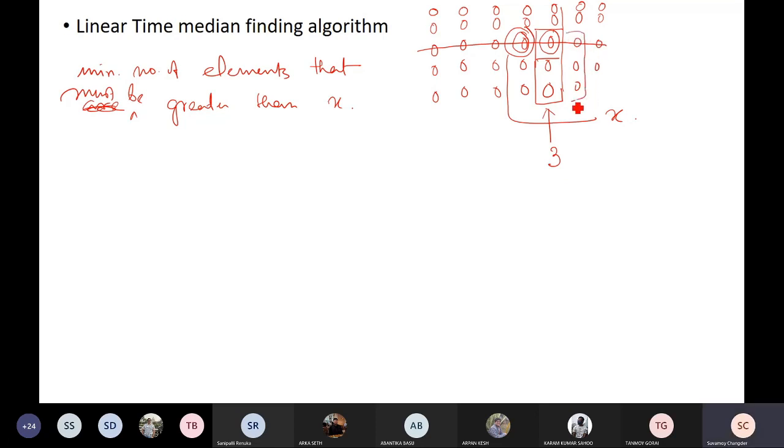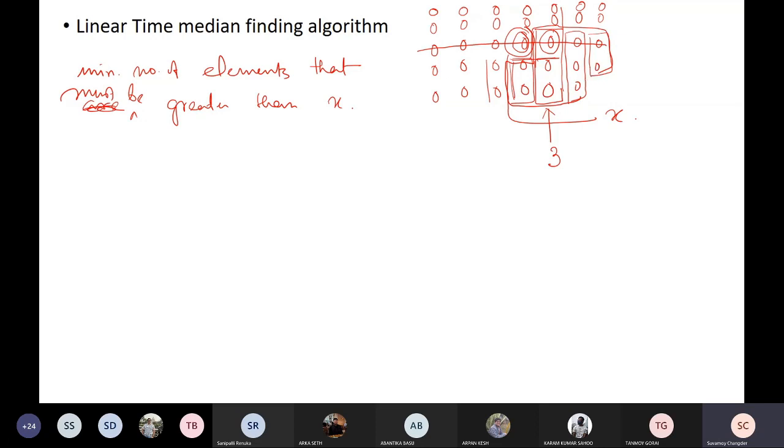These three are also greater than x. Similarly, these two are also greater than x, and these two are also greater than x. These must be greater than x. There may be some other elements which are greater than x, but these elements are mandatorily greater than x.